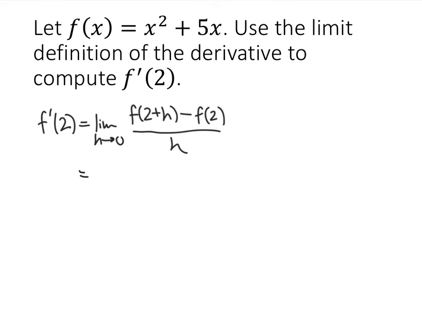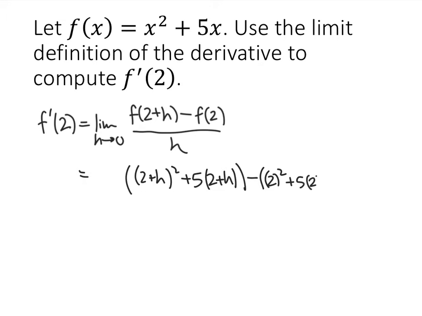So f of x is x squared plus 5x, so f of 2 plus h is 2 plus h squared plus 5 times 2 plus h. So that's f of 2 plus h. F of 2 is 2 squared plus 5 times 2. And that's all divided by h. Okay, so we've got some algebra to do here on the top of our fraction.